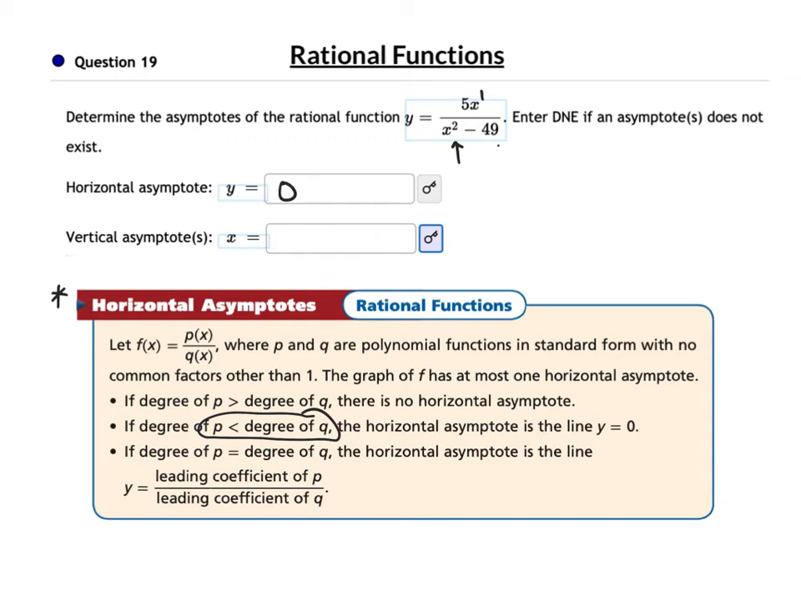The vertical asymptotes come from the denominator, and the denominator is a difference of squares. It factors to x plus 7 times x minus 7. I can see that x cannot be negative 7. I'd be dividing by 0 if it was. And x cannot be 7. But keep in mind, the vertical asymptotes are lines. They're vertical lines. The lines are x equal negative 7 and x equal 7.